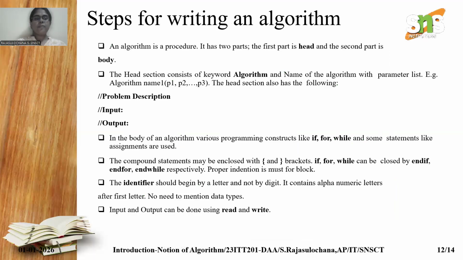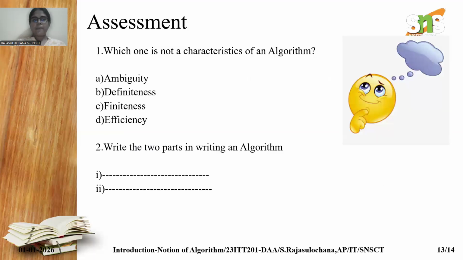Here are some of the steps for writing an algorithm. It consists of a header section, the name of the algorithm along with the parameters mentioned here. Then you will give the problem description followed by its input and output. In the body of the algorithm, you will use if statements, conditional statements, any loops or identifiers, reading the input or writing the output, all those things are specified.